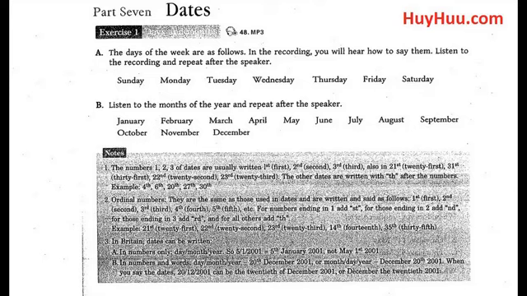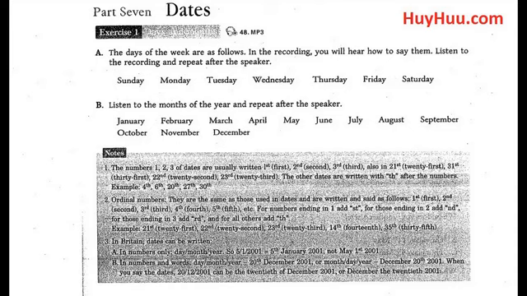Part 7. Dates. Exercise 1. Days and months. Listen to the days of the week and repeat after me. Sunday, Monday, Tuesday, Wednesday, Thursday, Friday, Saturday.